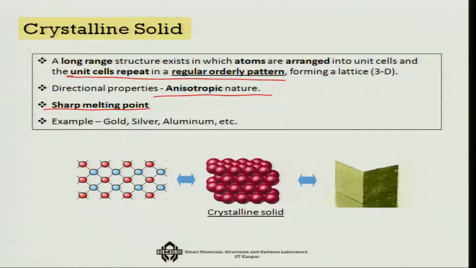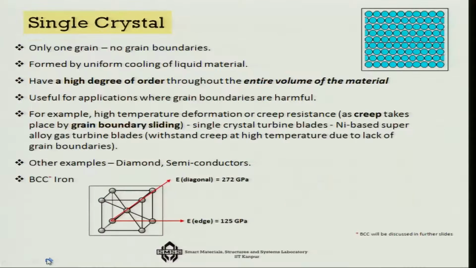There are many examples of it. For example, gold, silver, aluminum, many of the metals are the best examples of crystalline solids. Now, it is not only observed in the metals. As I told you, many other structures which have ionic bonds also show very good crystal structures, and among the covalent bonds, for example, diamond also shows a very good crystal structure.